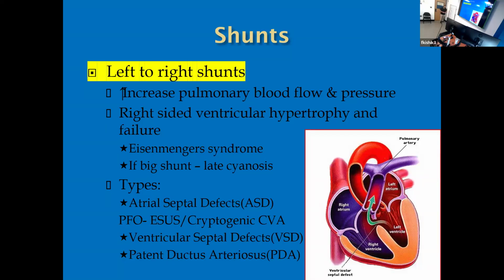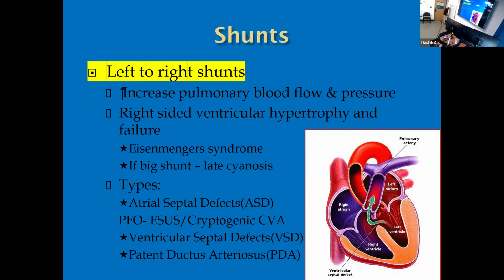Then you have transposition of the great vessels and tetralogy of Fallot. These are all called cyanotic heart diseases, and there's 4 of them: transposition of the great vessels, tetralogy of Fallot, tricuspid atresia, total anomalous something. This is going back a long time.